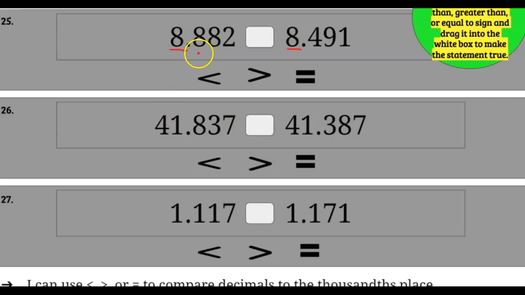I'm in my tenths place. I have an 8 here and a 4 here. Well, what do I know about these two numbers? I know that 8 is larger than 4, or 4 is less than 8. But how do I determine which symbol to place there? Well, the open mouth.